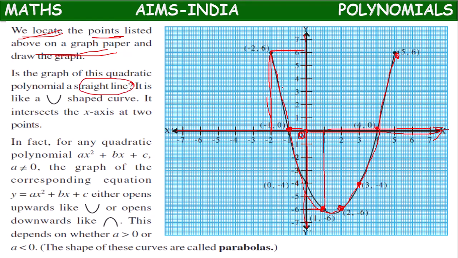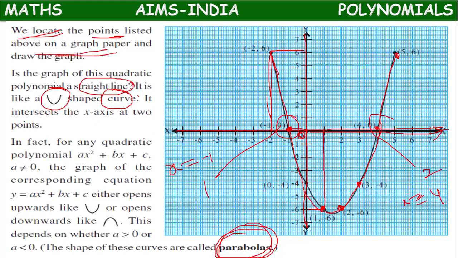So if we locate all the points listed in the table on a graph paper, is it a straight line, children? No, it's not a straight line. This time it is a U-shaped curve, which we call a parabola. These kinds of curves looking like a U shape are called parabolas. This parabola is intersecting the x-axis at 2 points, this is the first point, this is the second point. Here the x value is -1, and here the x value is 4.